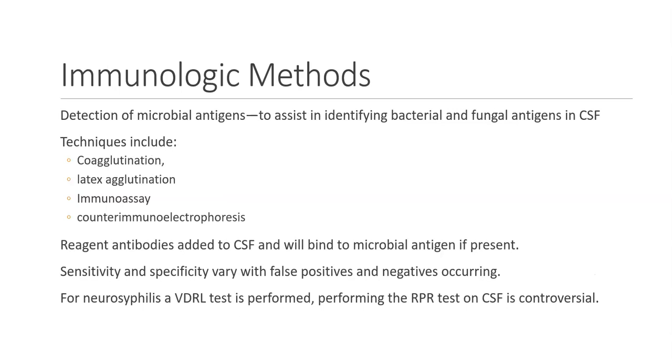Immunologic methods for the detection of microbial antigens are used to assist in identifying bacterial and fungal antigens in CSF. These techniques include co-agglutination, latex agglutination, immunoassay, and counter-immunoelectrophoresis. Reagent antibodies are added to CSF and they will bind to the microbial antigen if present. And the sensitivity and specificity of these different techniques vary with false positives and false negatives occurring.